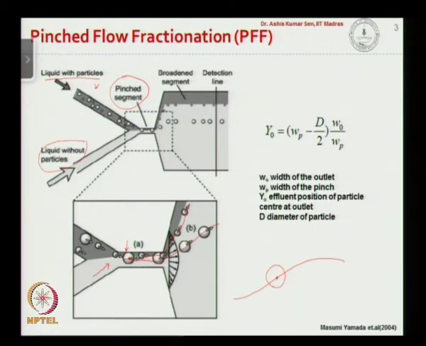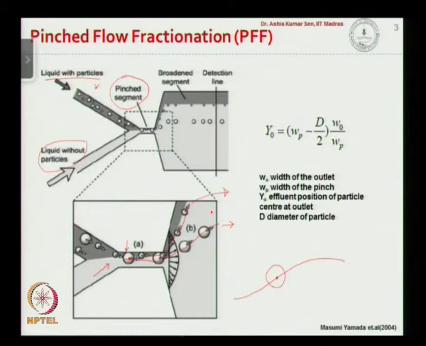So after the pinch segment, when the flow gets into a broadened segment, this amplifies the separation distance between the streamlines. Then the smaller particles will go closer to the wall, whereas the larger particles will go towards the center. So in that mechanism we would be able to separate particles of different sizes across the channel.